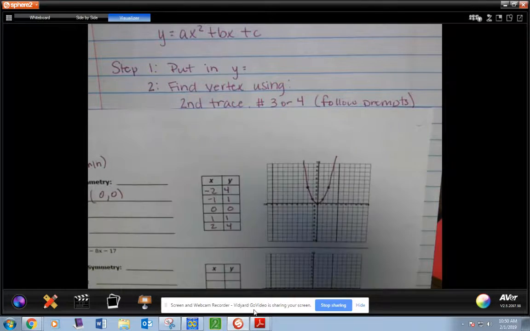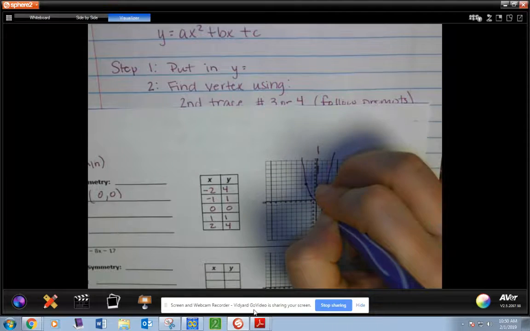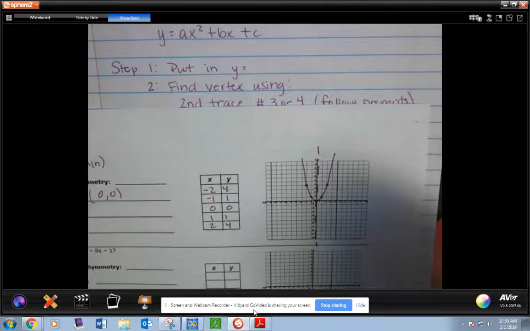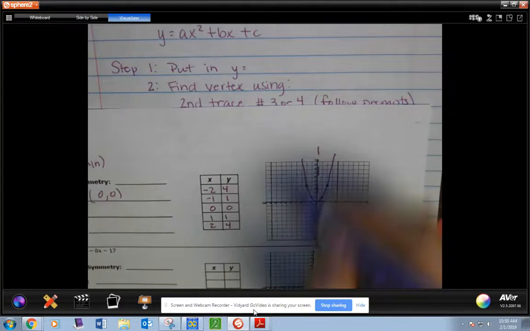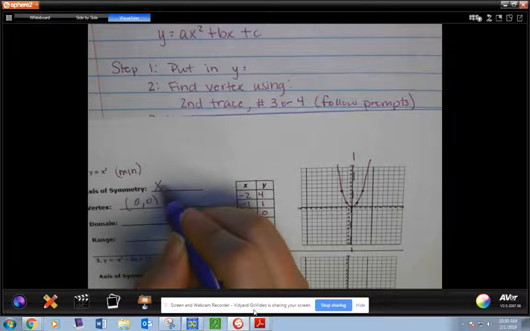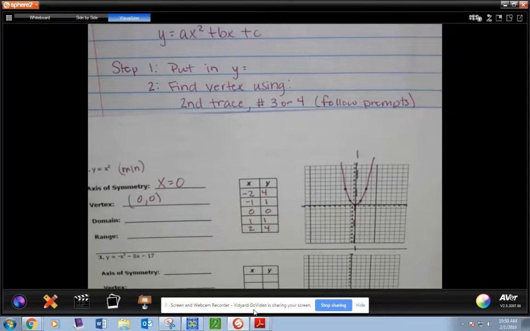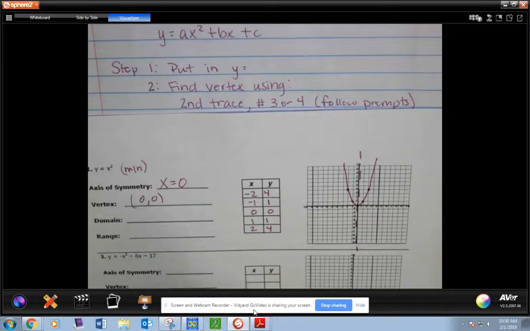Okay, remember that an axis of symmetry is where you can fold it in half, and I could fold it in half right there. That line is on the x-axis at 0. Or a cheat way to do it, it's always the x from your vertex.